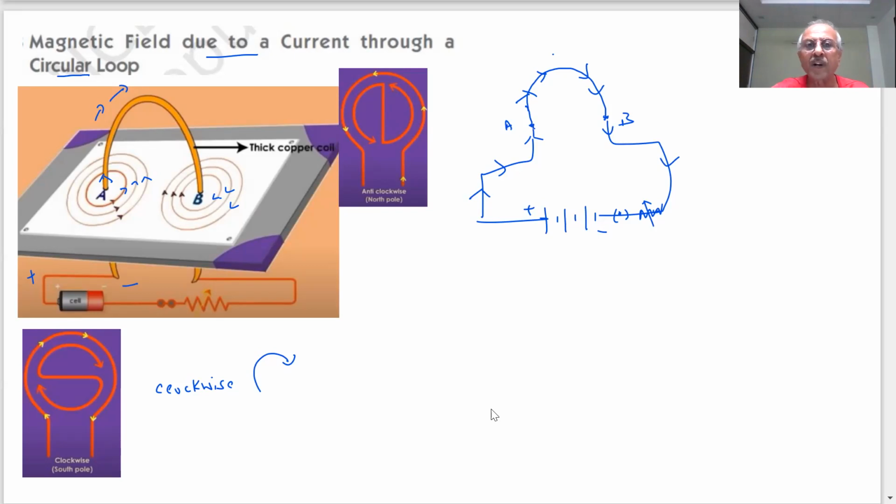So there are field patterns similar to what we observed in the first case. But now the problem is there are two points at which you will see the circular patterns. We will study more about it in the next class: magnetic field due to current through a circular loop and magnetic field due to current in a solenoid. All right, I will see you in the next class.